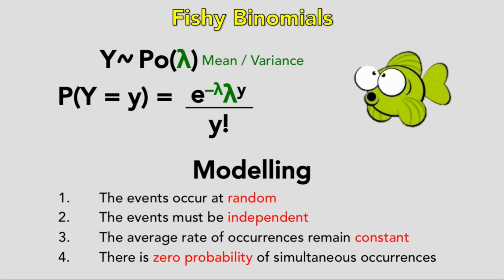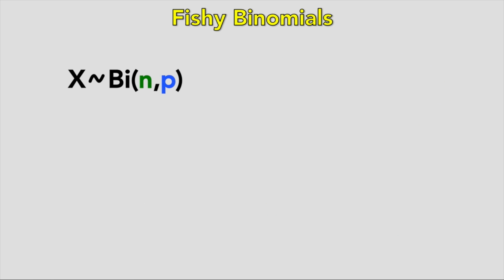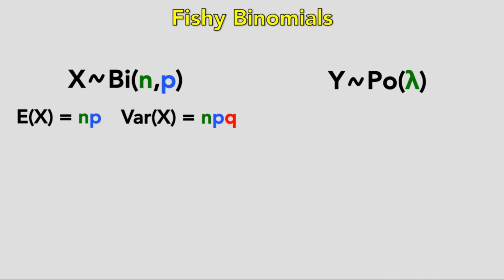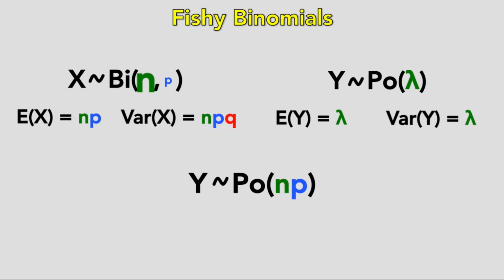Now, if n is very big and p is very small, then you can approximate the binomial distribution with a Poisson distribution. This is because q will be nearly 1, so E of x will be nearly the variance. The mean will nearly be the variance. Therefore, you can use np as lambda in your approximation.